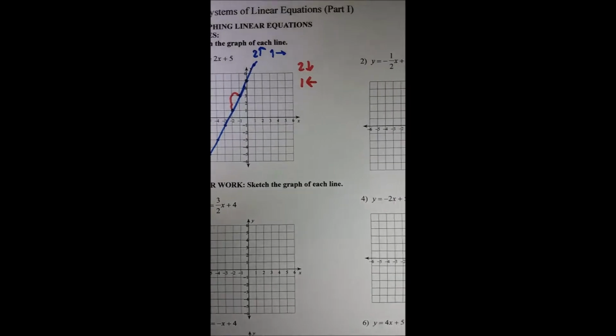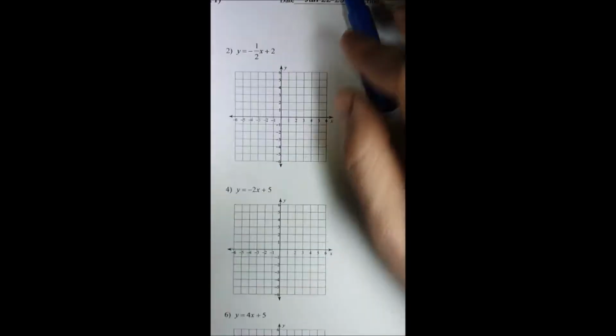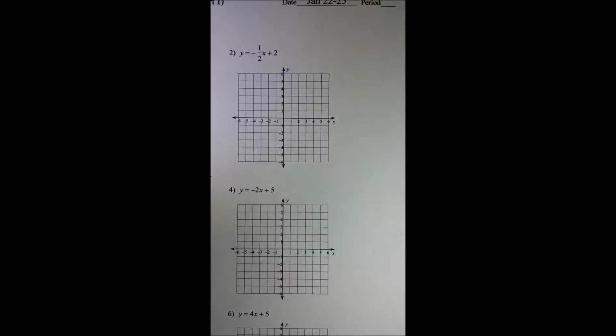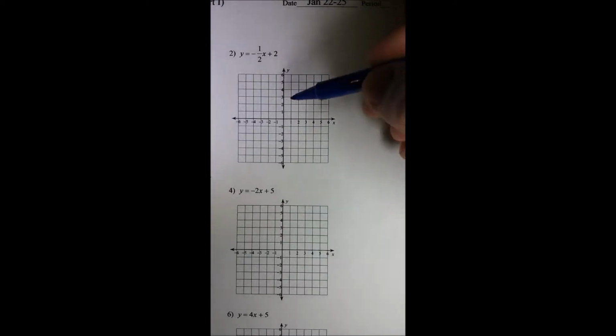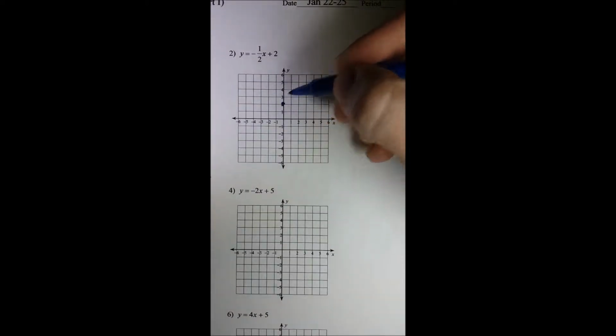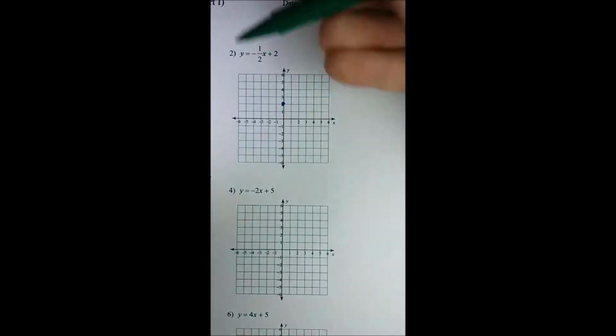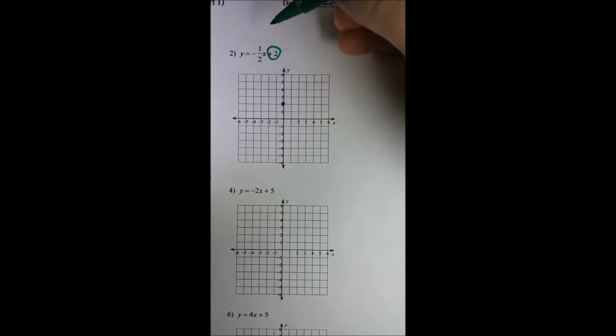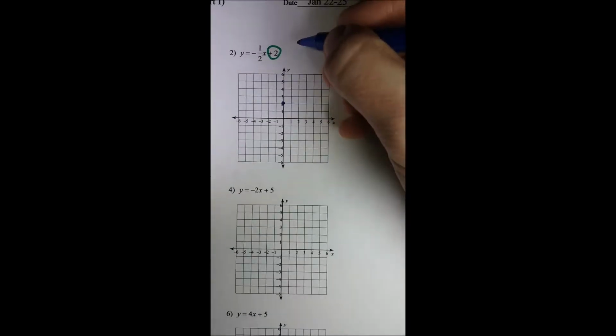Example number 2, you get negative 1/2 x plus 2. Again, we start at positive 2. This is our starting point, plus 2. And now our slope is negative 1 over 2. That means you go 1 down, 2 across.